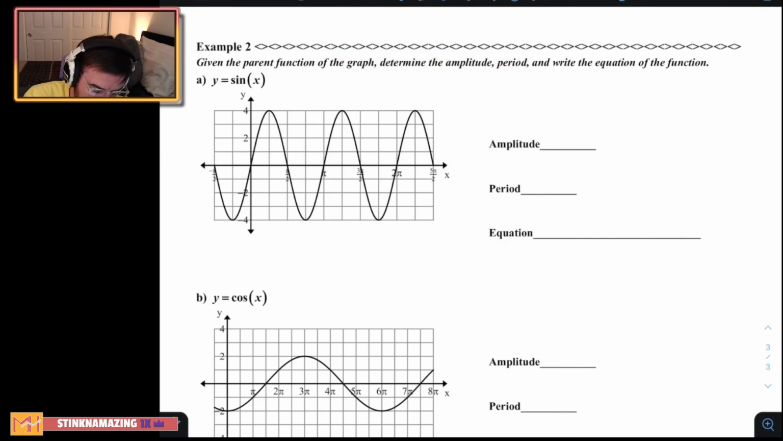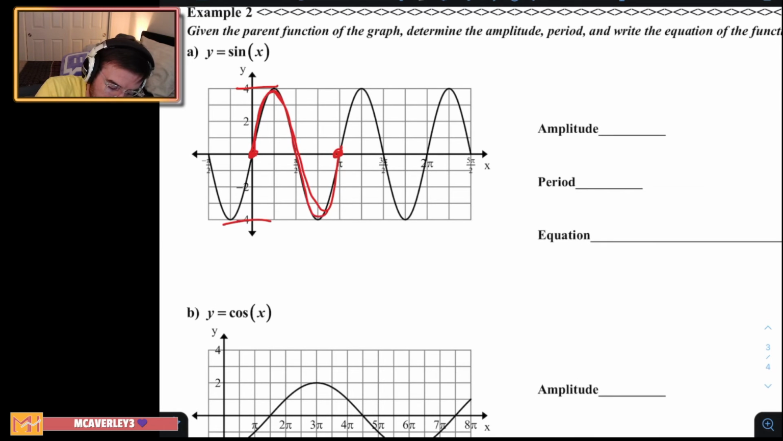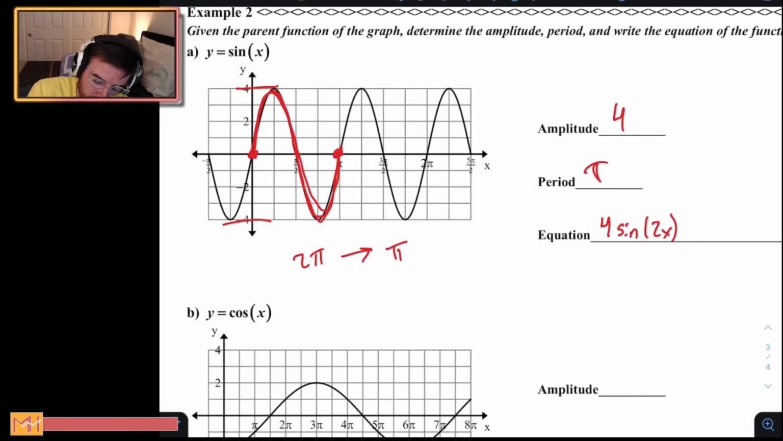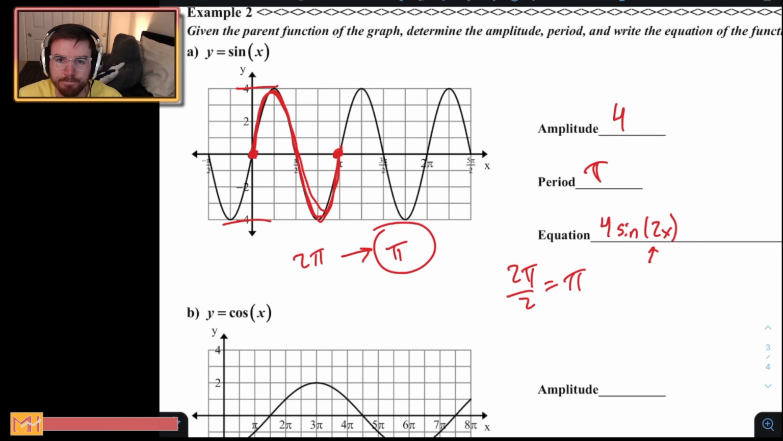So let's make an observation. Our amplitude is at 4, and there is a single period. I want you to take the time to highlight, like, okay, up, down, back to the middle. Okay, right? There's a single period. So instead of it being 2 pi, it's now pi. So what did we do? We divided by 2. We took half of it. So our period is pi, our amplitude is 4. So 4 times sine of 2x. Why the 2? Because when you take 2 pi and divide it by 2, that gives you the pi. Yeah?